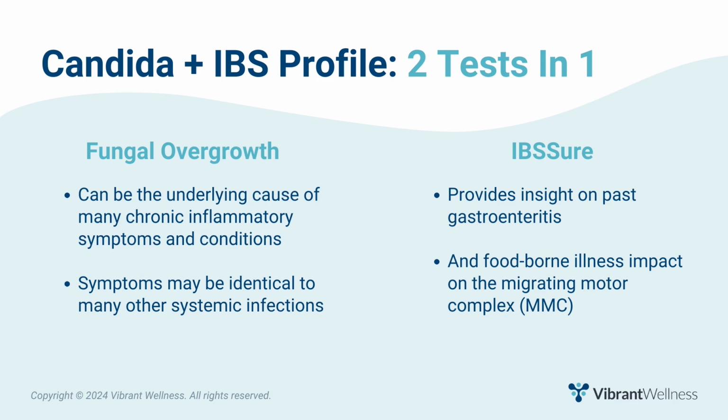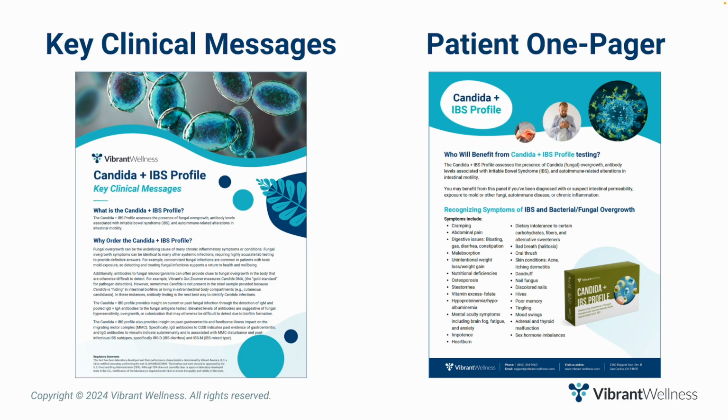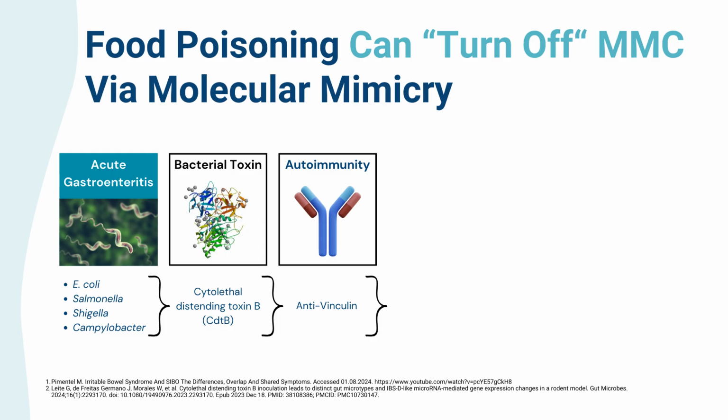The Candida plus IBS profile also provides insight on past gastroenteritis and foodborne illness impact on the migrating motor complex, or MMC for short. Therefore, this test is helpful for patients you suspect have fungal overgrowth and/or patients with a history of foodborne illness who are now reporting symptoms of altered GI motility, including symptoms of irritable bowel syndrome, IBS, and SIBO, small intestinal bacterial overgrowth. The 2 antigens associated with IBS are cytolethal distending toxin B and vinculin.